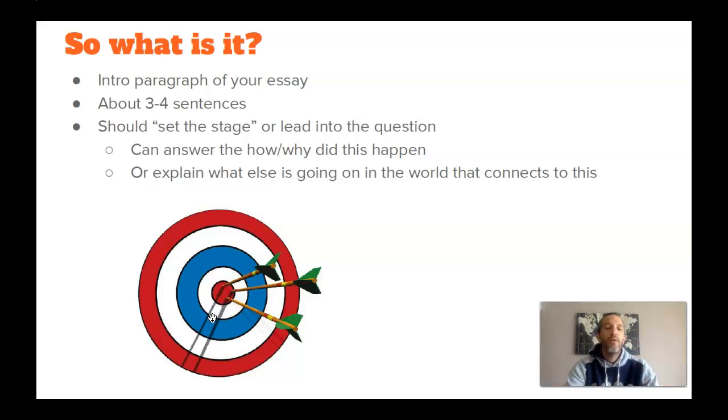The issue that some people run into is they go too far outside of this bullseye. For example, if there's a question on the age of European exploration, and you write about the Neolithic Revolution, that's like 9,000 years before. You're way too far outside of the bullseye. Could you connect the Neolithic Revolution to the age of exploration? Probably, but not in 3 to 4 sentences. So you don't want to go too far back.